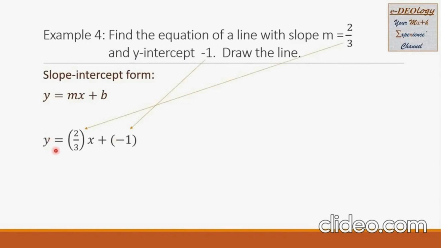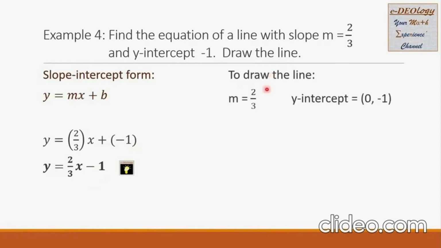We have now y equals mx. The m is now changed into 2 over 3. Then plus the b, which is negative 1. Then let us simplify further. We have now y equals 2 over 3x, then plus the negative 1, it becomes minus 1. So the equation of the line is y equals 2 over 3x minus 1.